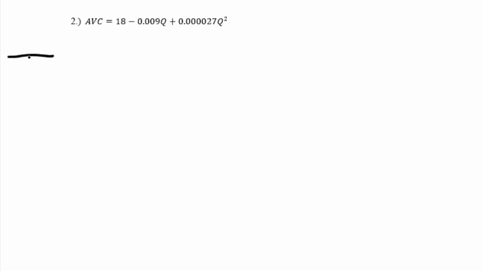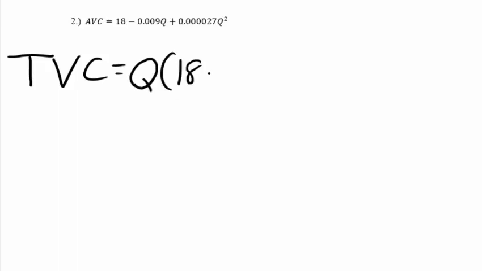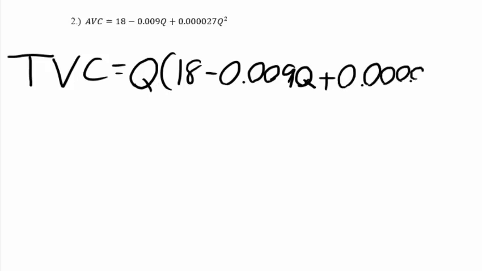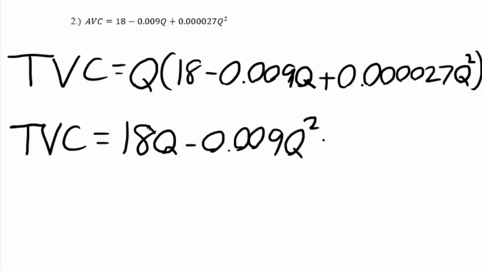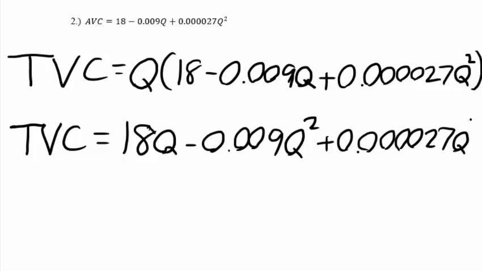So we will try to find our total variable cost by multiplying our average variable cost function by q. So we have q times our average variable cost function of 18 minus 0.009q plus 0.000027q squared. And by distributing that q, we find our total variable cost to equal 18q minus 0.009q squared plus 0.000027q cubed.